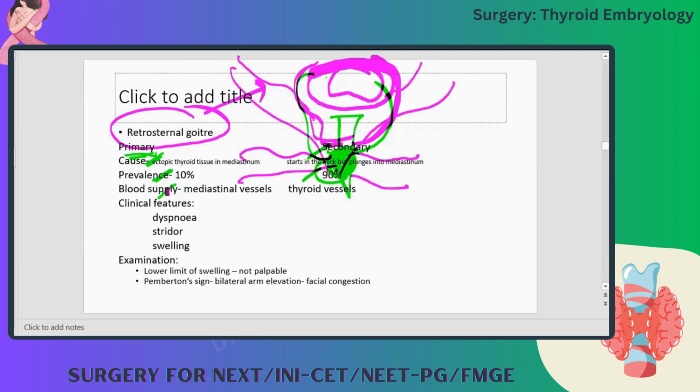Clinical features: the patient will have dyspnea, stridor, and swelling because it is compressing the major tubes, the esophagus. There will be dysphagia also, dyspnea also, and stridor. On examination, the lower limit of the swelling is not palpable. Very, very important point. And Pemberton's sign: if you ask the patient to elevate both upper limbs like this, because the space is narrow here, the patient will have facial flushing. Facial congestion will be there. This is the classic sign of retrosternal goiter. This is known as Pemberton's sign.